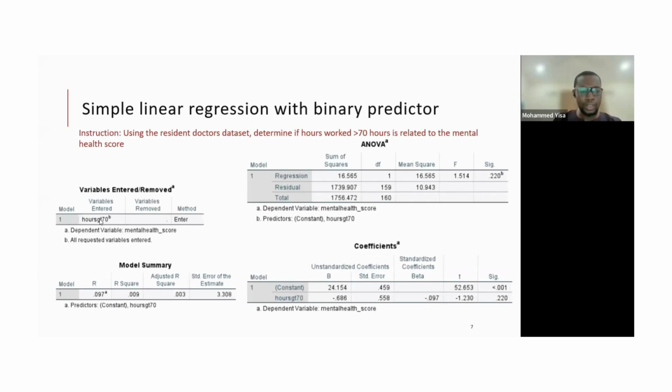So you can see this is the hours GT70 variable. This is the ANOVA table with the significance of the regression model. And we can also see it here on the coefficients table. So it's not a statistically significant model.